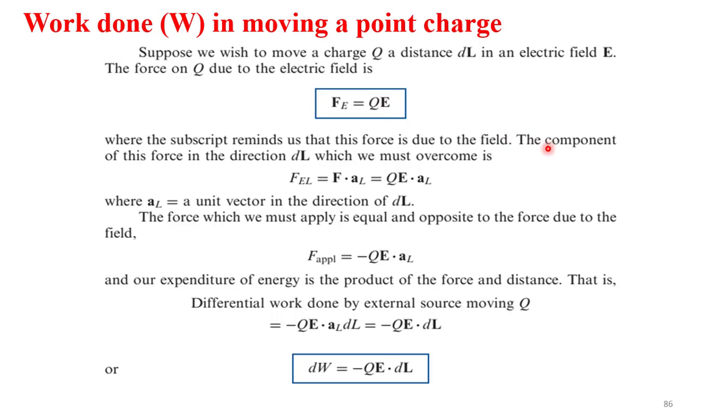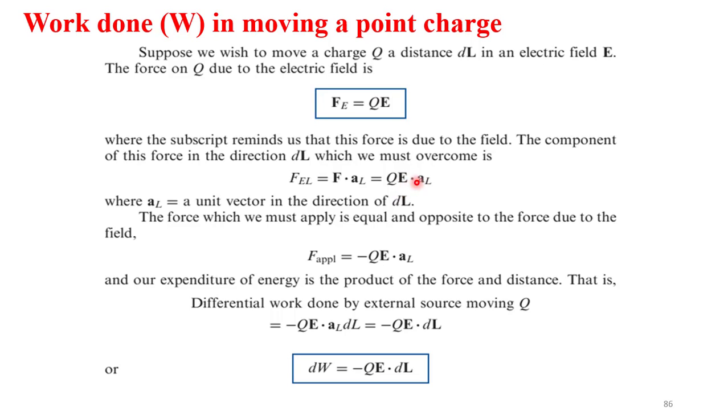Now the component of this force in the moving direction, that is the dl direction, which we must overcome, is written as F_E,L. So it can be given as force dot with the unit vector in that direction dl, which is written as a_L. So F dot a_L, and we know that the value of F is Q into E dot with a_L bar.